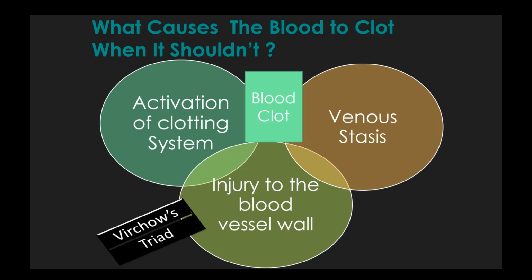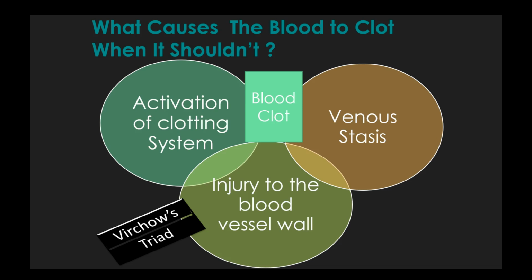So, what causes the blood clot to form when it shouldn't? Like, if we have what it takes to prevent clots in our body, why does it still happen? Well, we have something called Virchow's triad. It's these three criteria, and it's interesting to note you don't need all three, but you need at least two of the three.